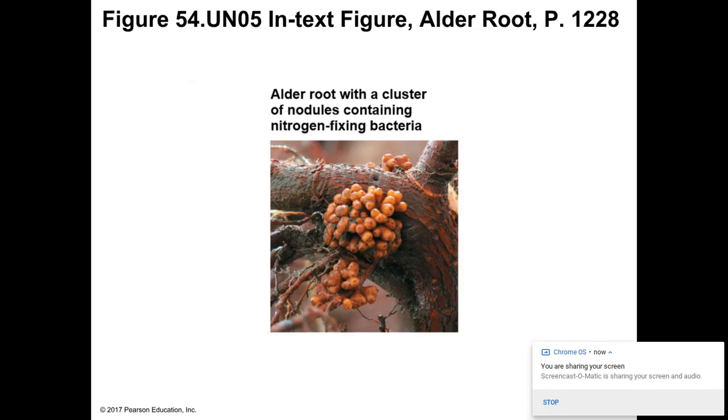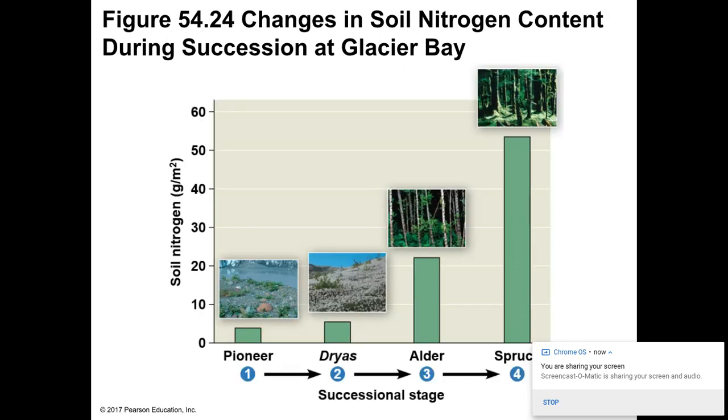This picture shows a cluster of nodules that have a symbiotic relationship. It's a bacteria that live with those alder trees. They really help build up that nitrogen. So that's a great example of the earlier arriving organism laying the groundwork for the later arriving organism.